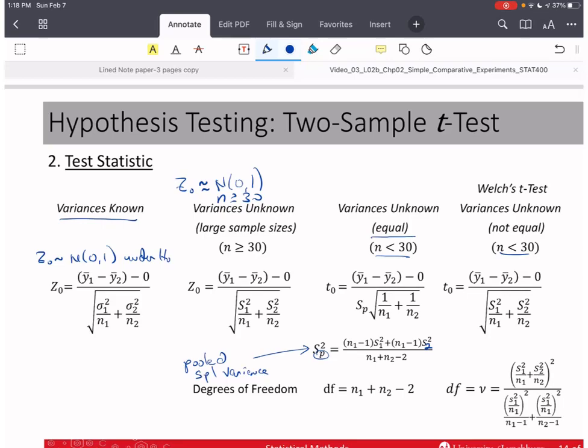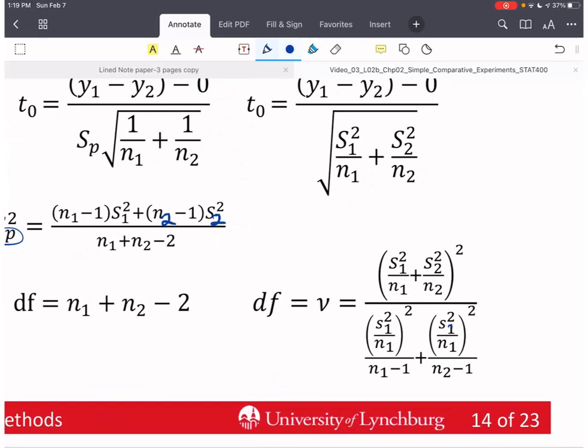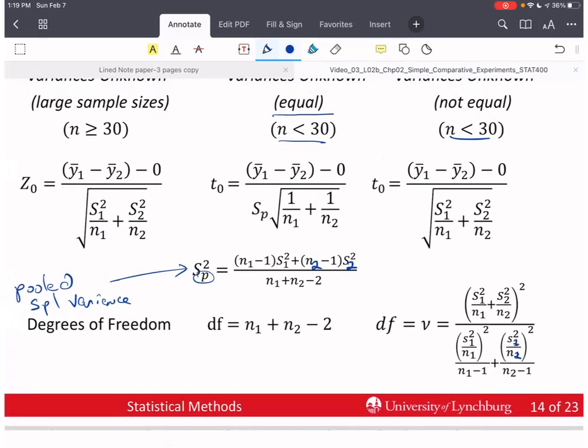and I've got a mistake. That's supposed to be S2, and this is N2. I forgot to change them. So, yep, I have another place I forgot to change them as well. This is 2, and this is 2. Okay. So we have Y1 bar minus Y2 bar, and I've put the minus 0.